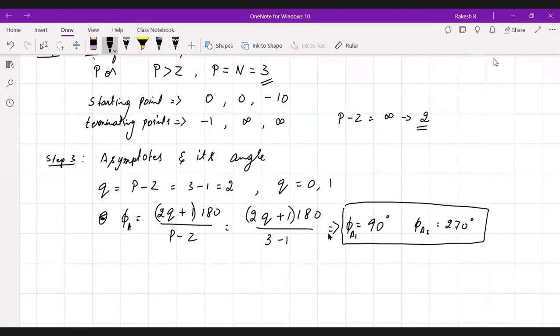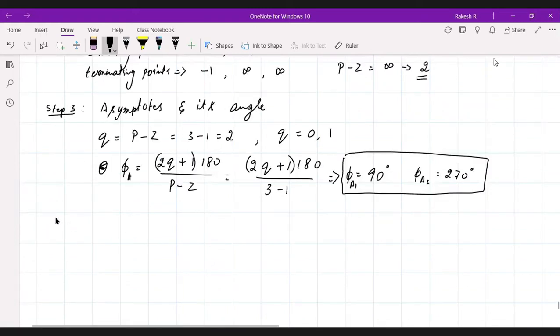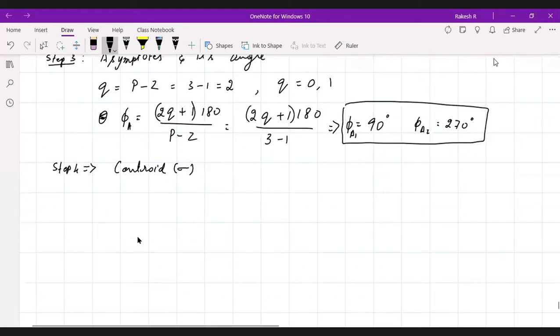For this, what do we need to locate? We need to locate the centroid. Then only we can plot that in the S plane. That is step 4. Step 4 is to determine the centroid. To determine the centroid, we have the formula: sigma is equal to the summation of real parts of poles minus the summation of real parts of zeros, divided by the number of poles minus the number of zeros.